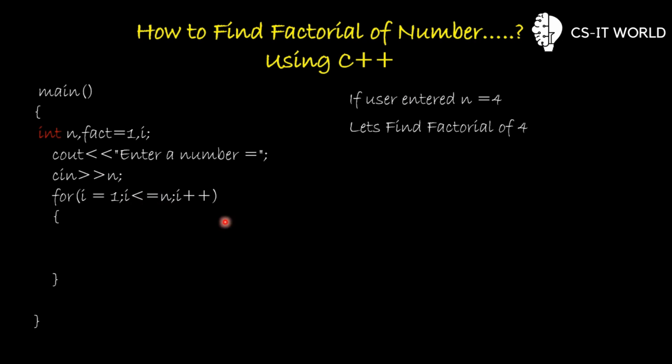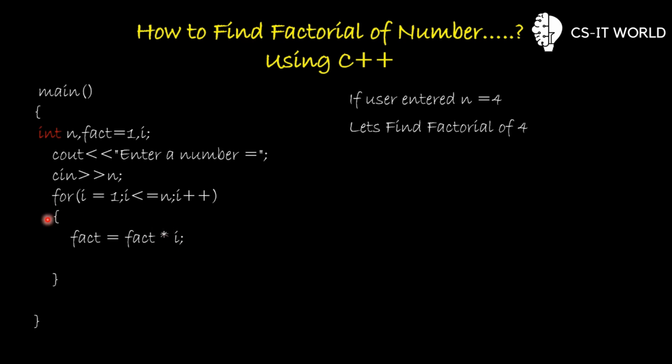In the previous part we have seen how to find the factorial of a number. It is nothing but a product of all descending positive integers, correct? So we'll write here fact is equal to fact multiplied by i. Why I wrote this fact is equal to fact multiplied by i, let's see in detail.